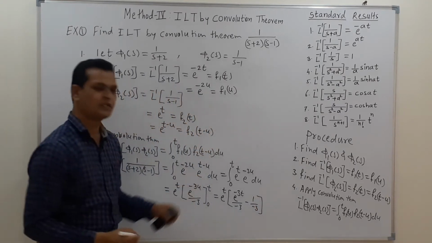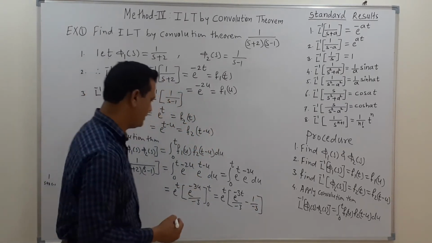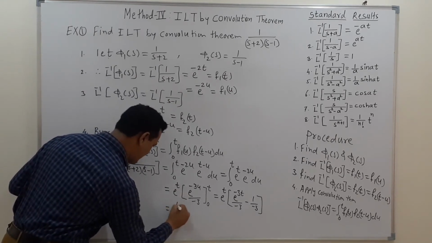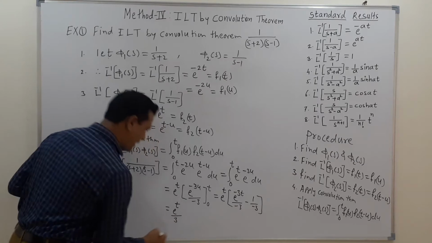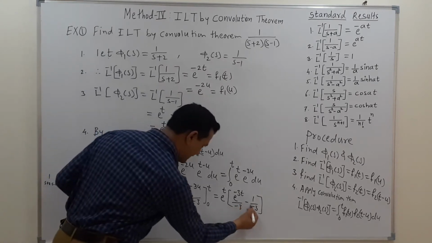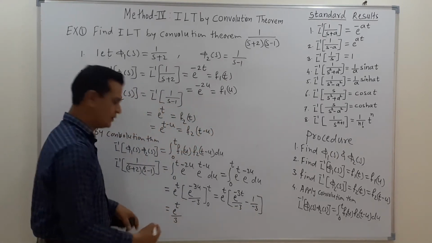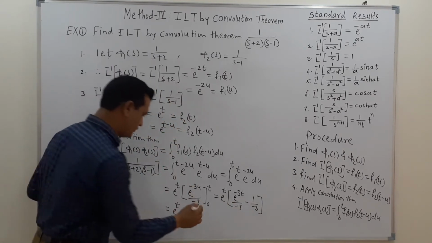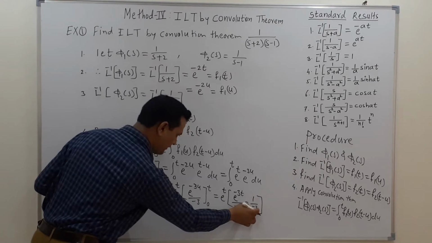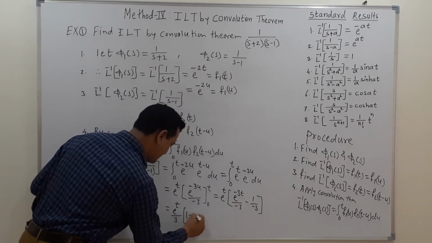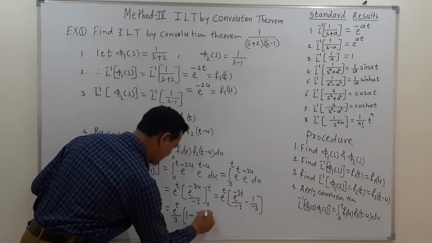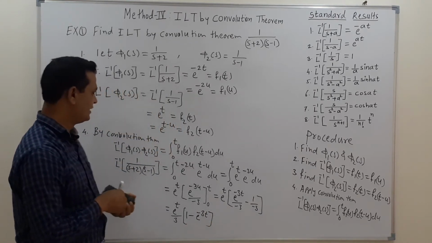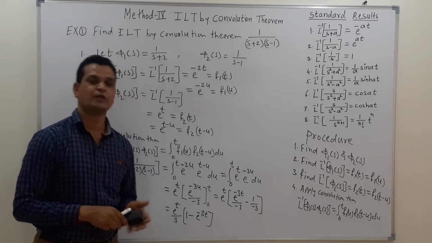Because e raised to 0 is 1, after taking the term 3 common, we get this as e raised to t upon 3. This minus becomes, so we can take 1 upon 3 common. Now we write the positive term first, so we get this as 1. This is the 1 term, then this is minus e raised to minus 3t. So friends, in this way we can easily solve the example based on the convolution theorem.